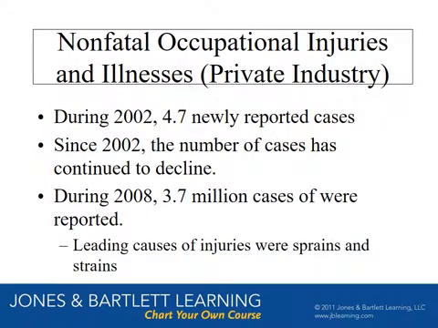We have systems in place that do surveillance of injuries and illnesses in the workplace, both fatal and non-fatal. In 2002, there were 4.7 million newly reported cases of non-fatal injuries and illnesses in the workplace. This number has declined to 3.7 million in 2008. The leading causes of injuries or illnesses in the workplace were sprains and strains. That's increasing now with a lot of the work that has shifted from major heavy manufacturing to service industry work, including healthcare, hospitality, etc.